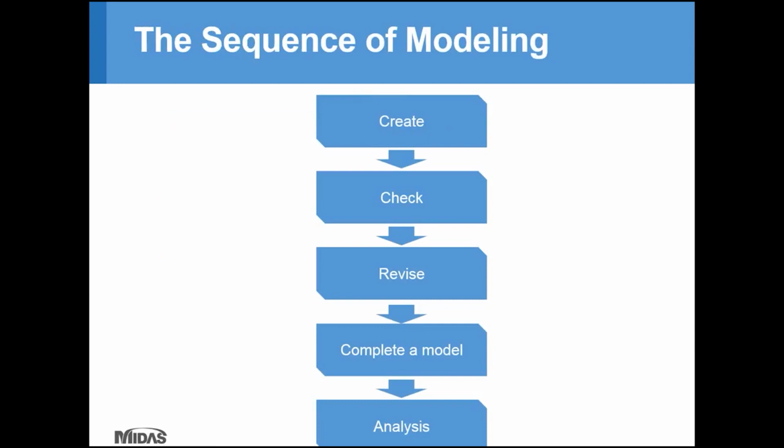Let me briefly go over the sequence of modeling a bridge. Creating a primary bridge model with nodes and elements is the first step. Next, you will check whether your model is well made without errors. If you find any errors, you need to revise them. Unfortunately, you may step into an endless loop between the check and revise steps over and over again if you don't understand MIDAS Civil very well. Afterwards, your mathematically assumed model will be completed and go to the analysis process.